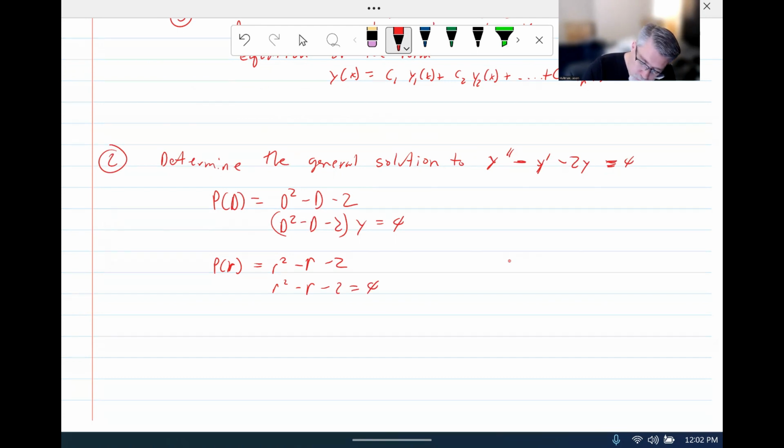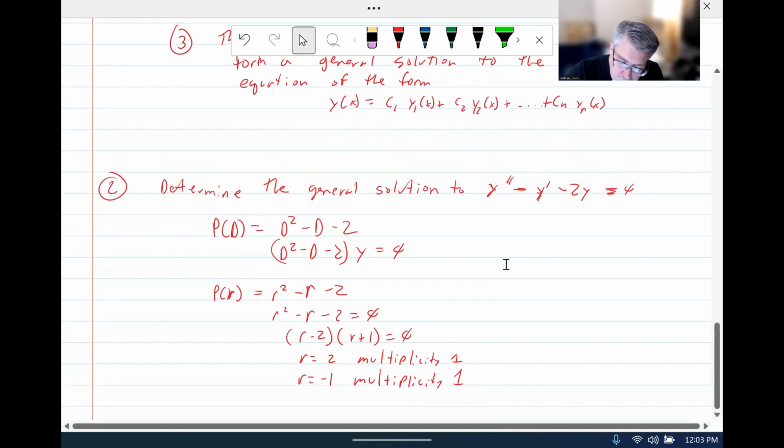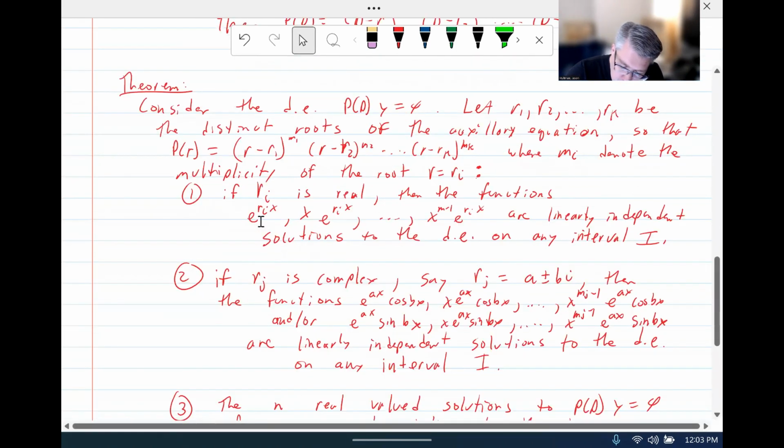Okay, so let's solve this. Let's factor this out. We're going to get r minus 2 times r plus 1 is equal to 0. So r is equal to 2 with multiplicity 1, and r equals negative 1 with multiplicity 1. Right? Okay. And so go back to the definition here. We have real solutions, right?